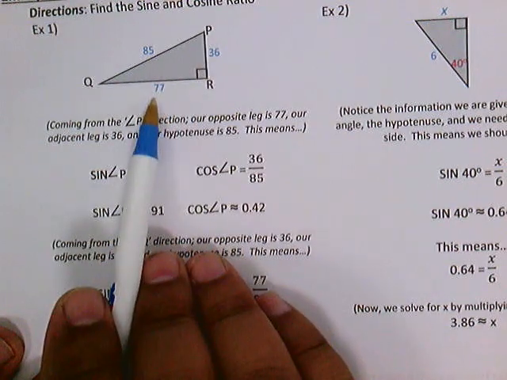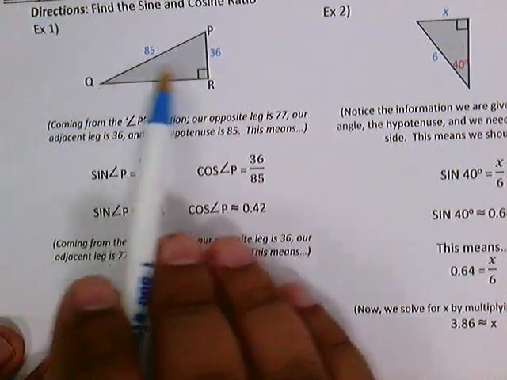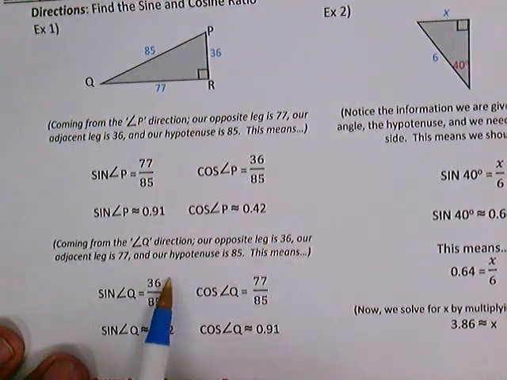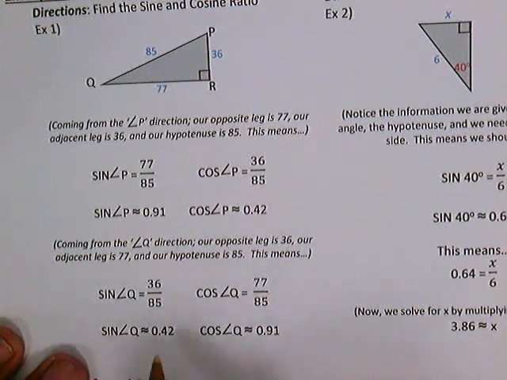Our adjacent leg is 77. So, when we take the sine of Q, the opposite over the adjacent would be 36 over 85. The adjacent over the hypotenuse is here. All right, and that gives us these decimals.